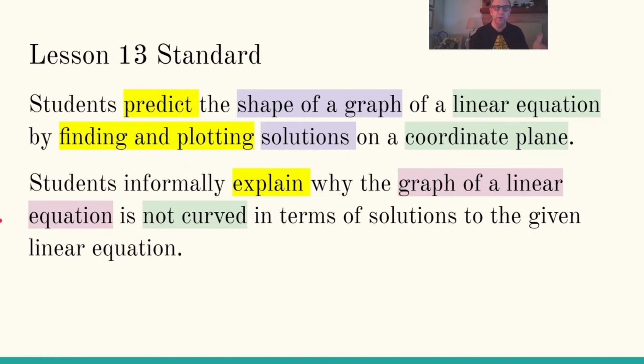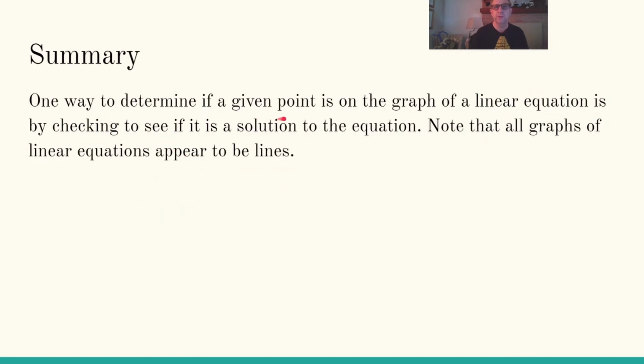So it's straight because it has a constant, and that constant we sometimes call the slope. Okay, that's the shape of a graph, a straight line that rises or falls depending on the constant, which is known as the slope. And one way to determine if a given point is on the graph of a linear equation is by checking to see if it is a solution to the equation. Note that all graphs of linear equations will appear to be lines. So if you want to know if a point is on a line, you substitute x and y into the equation, and if it's true, then that's the solution.